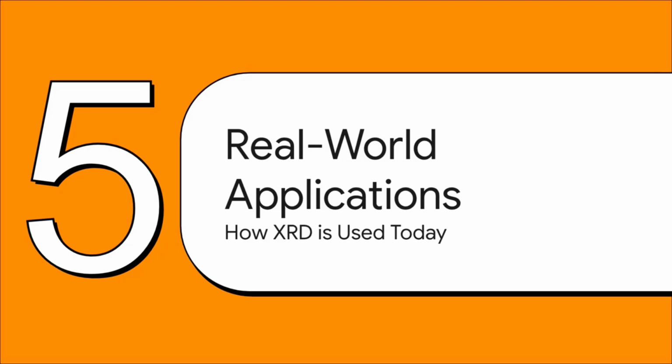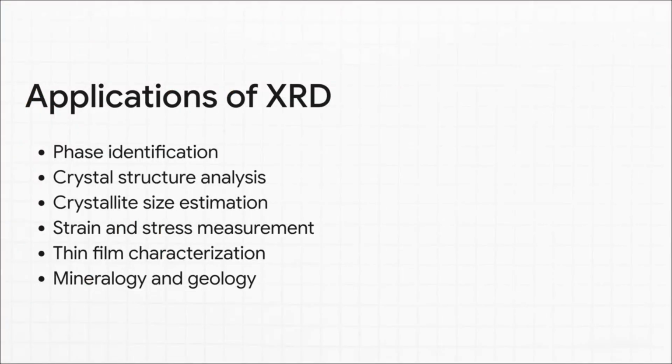Let's wrap up with Section 5, Real-World Applications. Let's see how all of this builds into an incredible array of scientific disciplines, because XRD is a true workhorse. For chemists, it's their go-to for phase identification and deep crystal structure analysis. Need to figure out exactly how large individual microscopic grains are? It easily handles crystallite size estimation. Meanwhile, engineers rely on it heavily for strain and stress measurement, literally checking to see if a metal is dangerously fatigued at the atomic level.